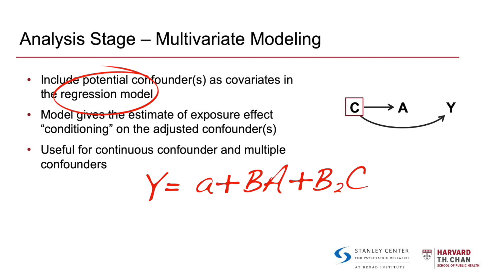If we look at this from a causal inference point of view, the model gives the estimate of the exposure effect conditioning on the adjusted confounder, or multiple confounders if we have many confounders. This is useful for continuous confounders because we can't use pooling the same way that we have done it for the Mantel-Haenszel estimates, and if we have multiple confounders.